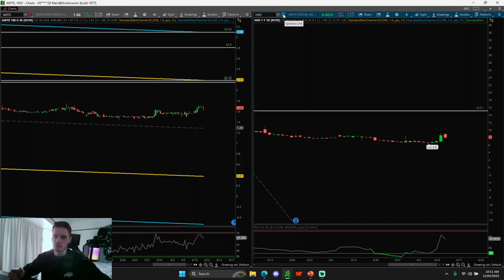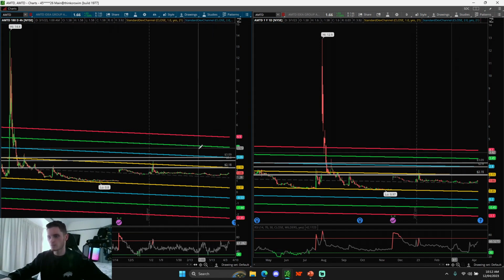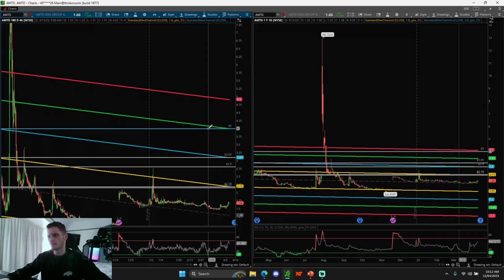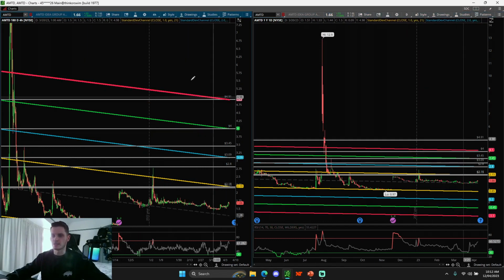If you're using some sort of technical, like standard deviations, that makes more sense. Obviously, if you're trading off pure technical patterns or something, then HKD will be the way to go. But those are the main levels I'm looking at on AMTD. If we did break that 310, I'll be looking at $4. We also have one at 345 and 490. So those would be the key levels.